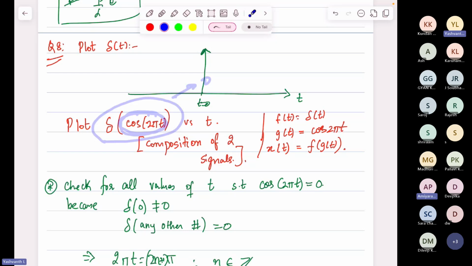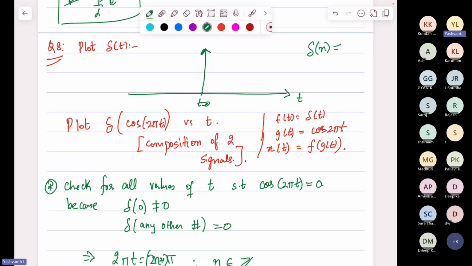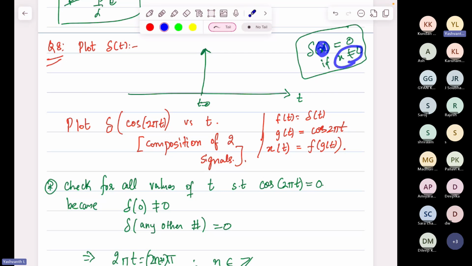See, sir, delta of x is equal to 0 if x is not equal to 0. Do you agree with this? Whenever x, the argument of the delta function, is not 0, at those points delta is equal to 0. Do you agree with that? Yes, sir.